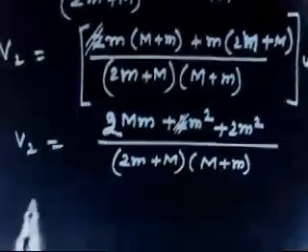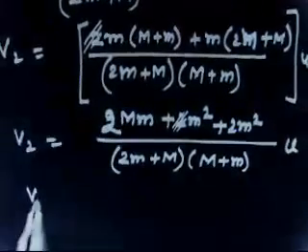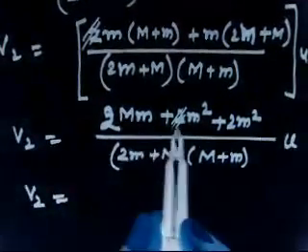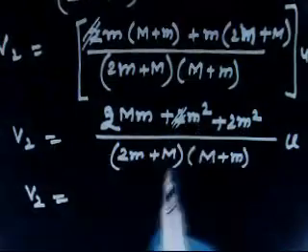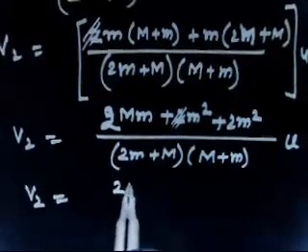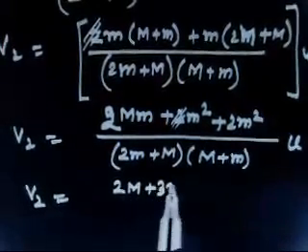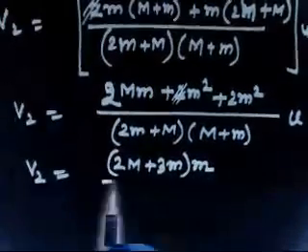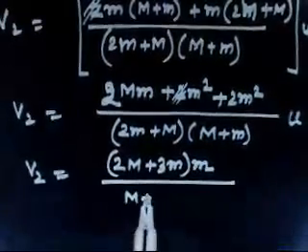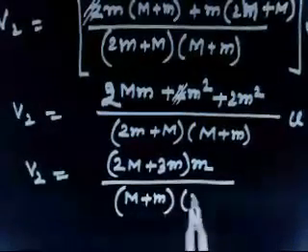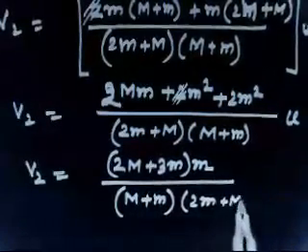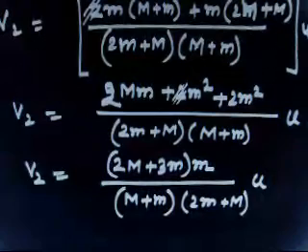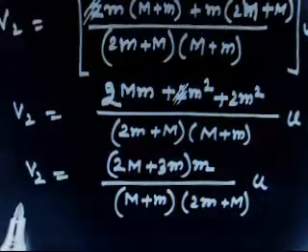So what we will have, this is u, so V2 will be 2m, 3m square, so 2m square plus m square, so 2m plus 3m into small m divided by m plus m into 2m plus m into u. This is the final velocity after jump 2.